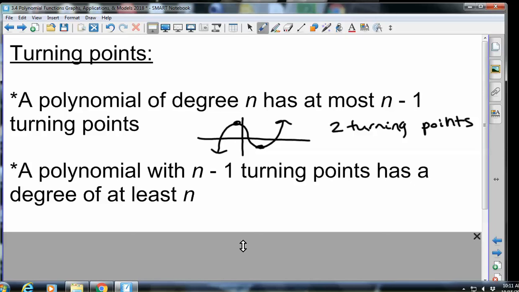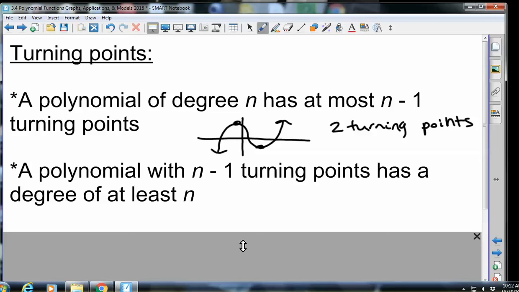Now just another one. This one could be x squared. Could it also be x to the 4th? Yes. You could have a degree higher than that. It just gives you your smallest possible.